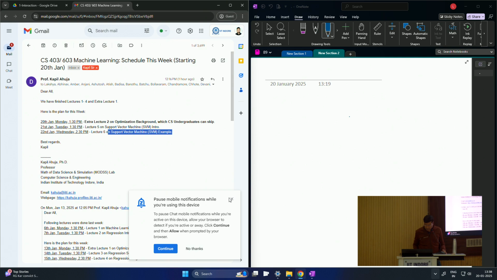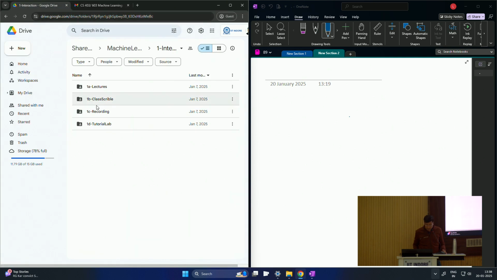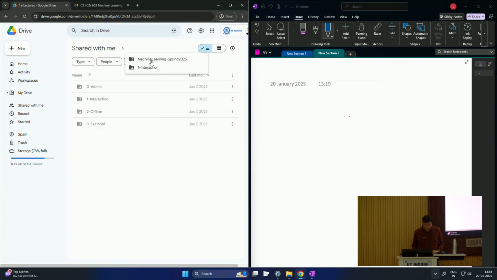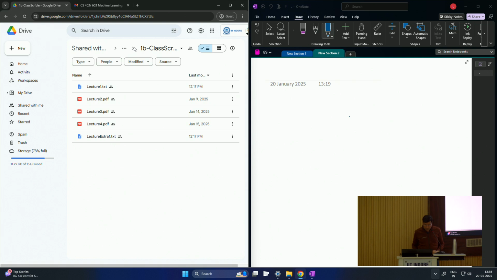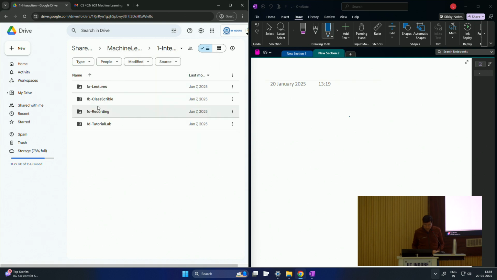a support vector machine example. So that's the plan. On the drive, I've already uploaded a little more material. The next 2 lectures are there, of course. Then Scribble, though you keep looking at it, there's not much to look at. Then tutorial lab, I've put the next one, regression. You can start looking at this if you have time.